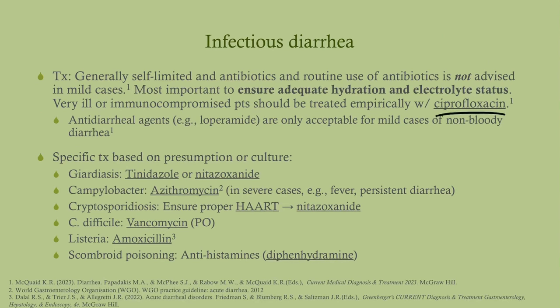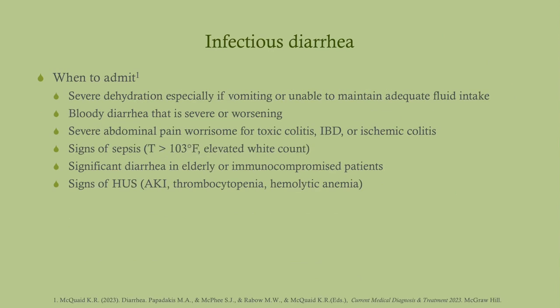Cryptosporidiosis, remember these are typically AIDS patients, make sure they're on proper HAART. Because this is parasitic, we would give nitazoxanide, similar to giardiasis. C. diff, vancomycin PO. You can do clindamycin and Flagyl if they don't respond to vancomycin. Listeria is simple. It's amoxicillin. Scombroid poisoning, it's not any kind of antibiotic. It's just antihistamines to help with the allergic symptoms.